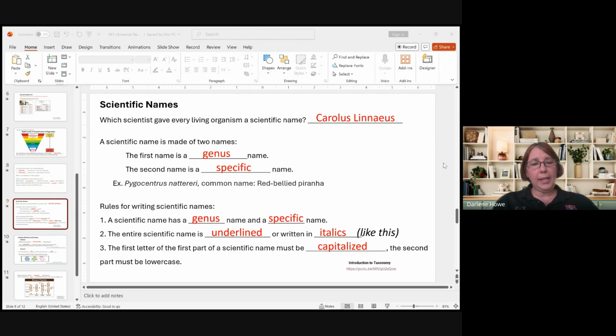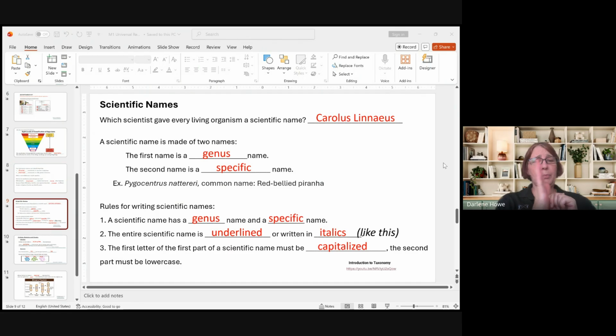Okay, when you write scientific names, there are rules to doing that. A scientific name is made up of a genus name and a specific name, always. The entire scientific name is underlined or written in italics. So if I'm writing the scientific name in my journal, I'm going to underline it. If I'm typing the scientific name in my report, I'm going to italicize it, okay? There's a special little button where you can make it italics.